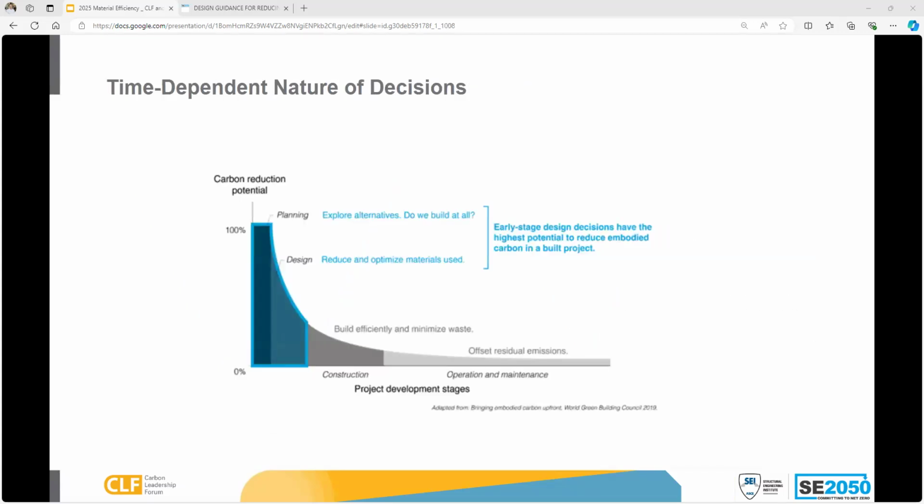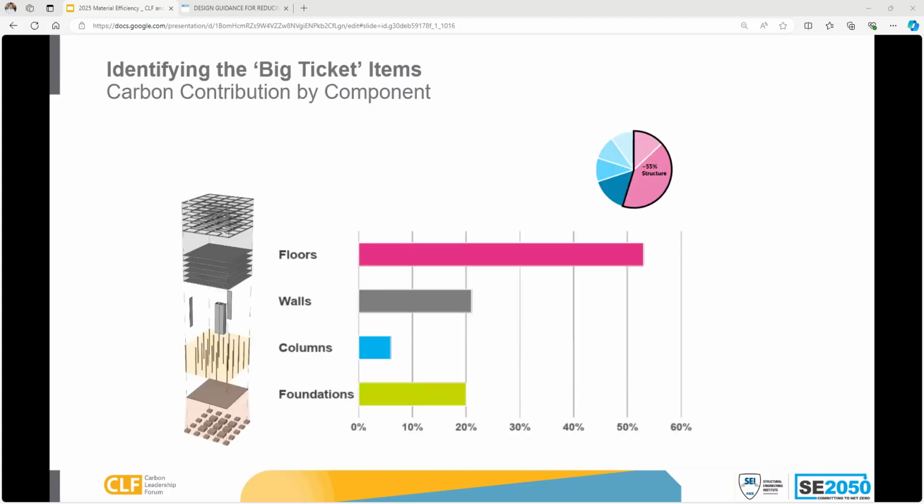This was highlighted earlier on Megan's slide, but this is just describing the time-dependent nature of decisions, and I mentioned it before as well, but the most impactful time of a project is during the early stages. That's when many of the big decisions get made that are difficult to reverse as the design progresses. So really recognizing that and where you have influence early on during a project.